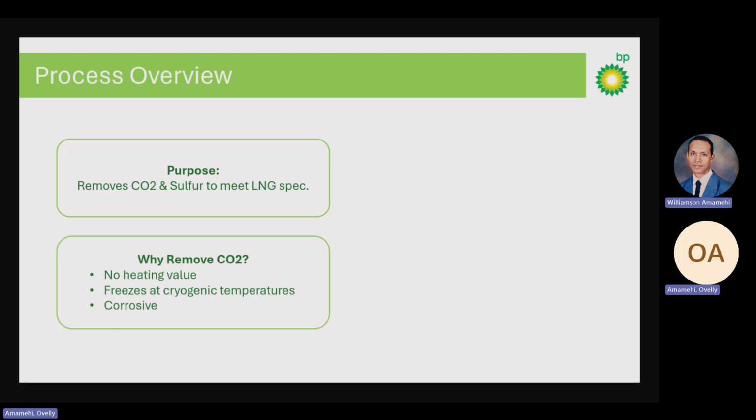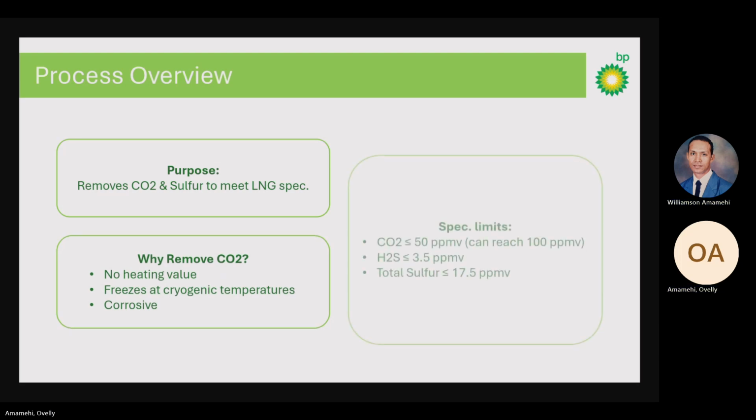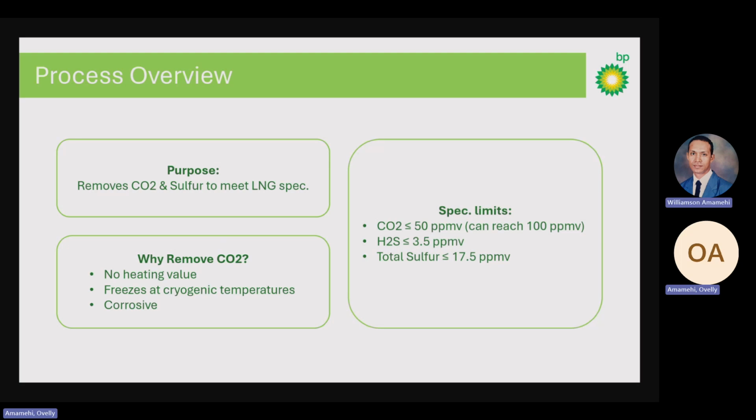And why do we have to remove CO2 and sulfur? Because CO2 has no heating value, freezes at cryogenic temperatures, and is corrosive. And we have specification limits for our sweet gas. Our CO2 is less than 50 ppmv, H2S less than 3.5 ppmv, and total sulfur is less than 17.5 ppmv.